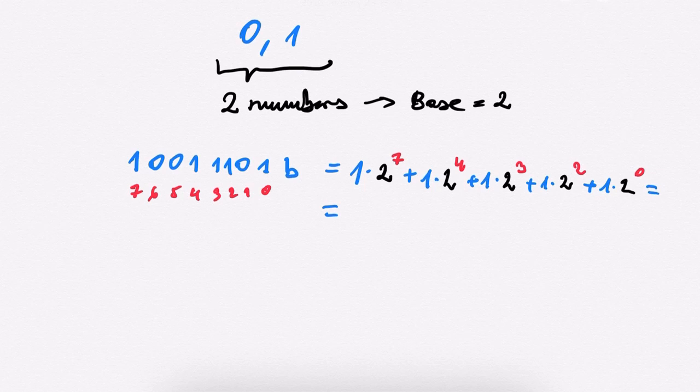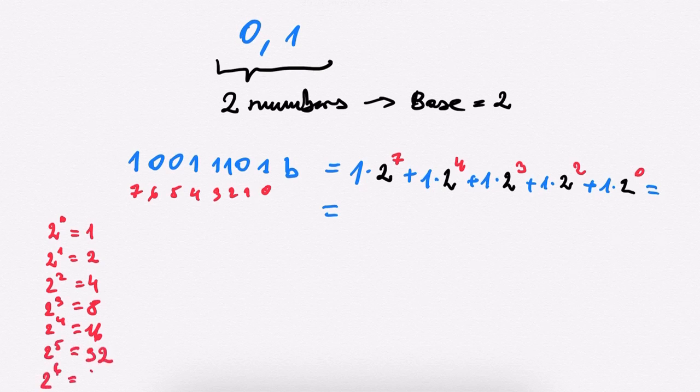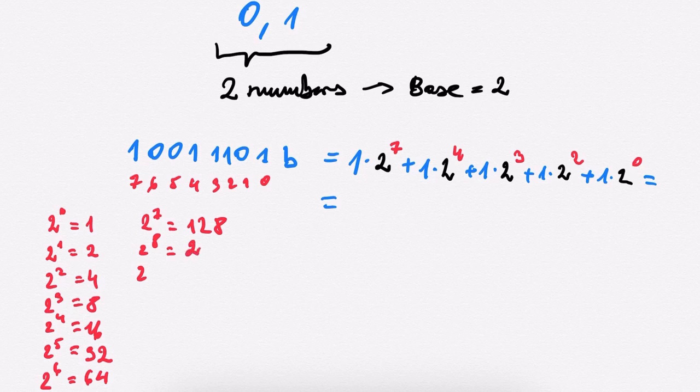Each one has to be multiplied by the base, which is 2, to the power of the digit position. So, in this case, we will get 1 multiplied by 2 to the power of 7, plus 1 multiplied by 2 to the power of 4, plus 1 multiplied by 2 to the power of 3, plus 1 multiplied by 2 to the power of 2, and plus 1 multiplied by 2 to the power of 0.